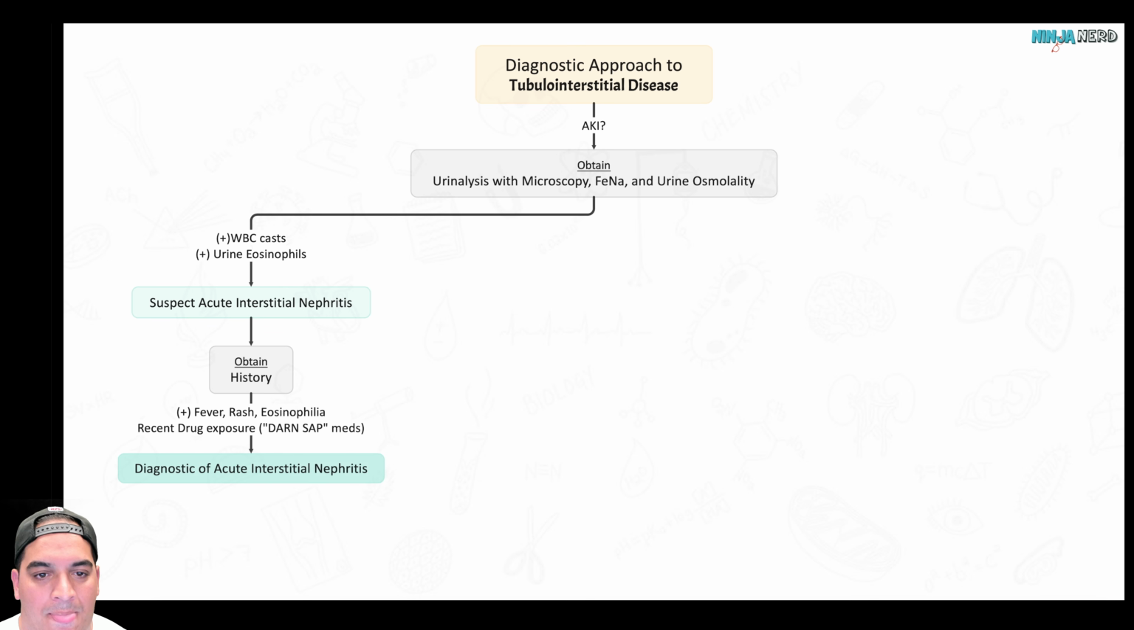This is AIN. The next thing is if I see muddy brown casts. Oh, that was ATN. All right, cool. The phenol, the urine osmolality, though, that tells me that the tubules aren't working. So the phenol's got to be high because they're not reabsorbing it, and the urine osmolality is low because they're not reabsorbing water. All right, cool. So that's likely ATN. What do I need, though?